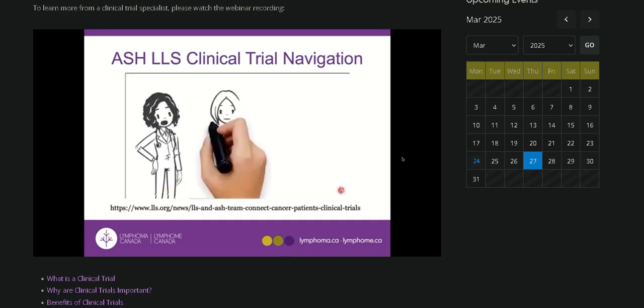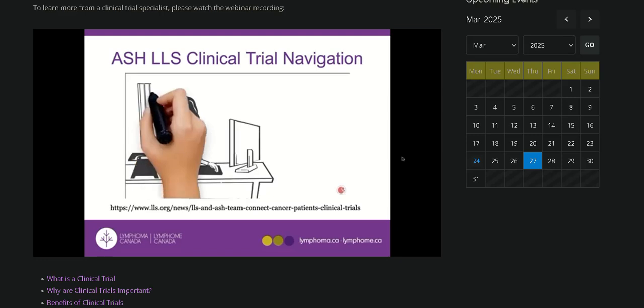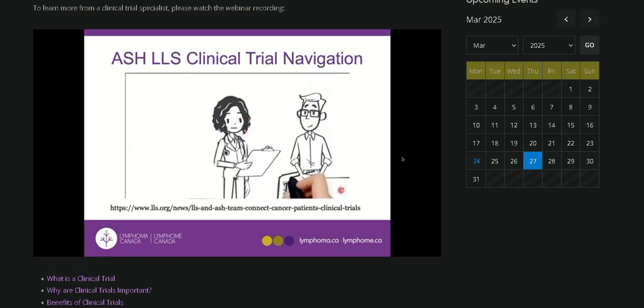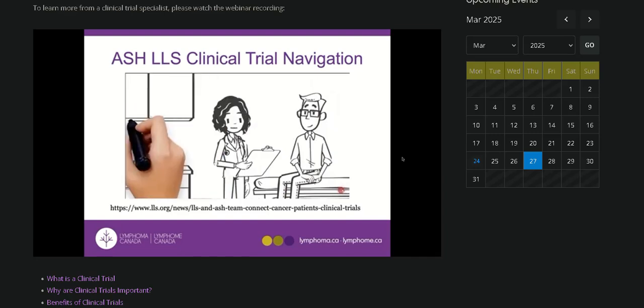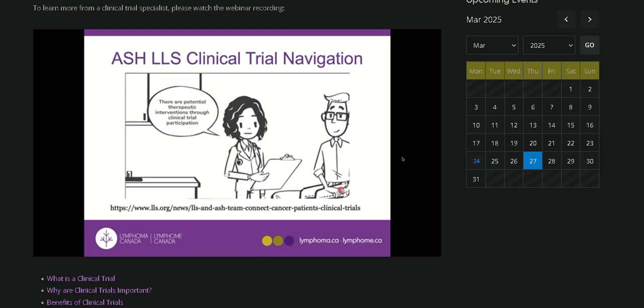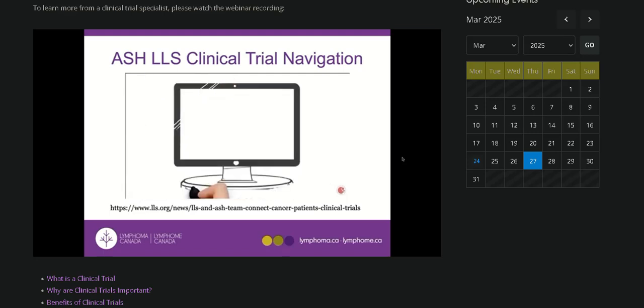This process involves ongoing interaction between the ASH members, the patient, and the CTSC nurse navigators. As an ASH member, you will initiate the connection with the nurse navigator through the submission of an electronic referral form. Let's walk through the process of referring your patient to the CTSC. First, start by having a conversation with your patient about potential therapeutic interventions that may be possible through clinical trial participation. Explain to the patient that they're being referred to LLS's CTSC for assistance with a clinical trial search and support. Then log on to the ASH portal using your single sign-on.